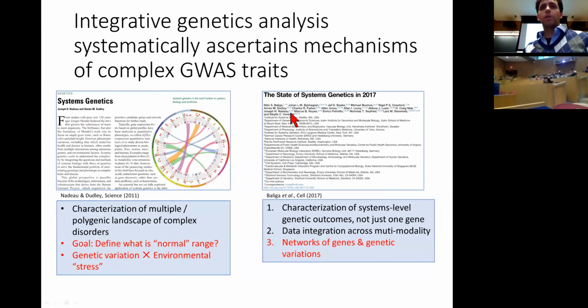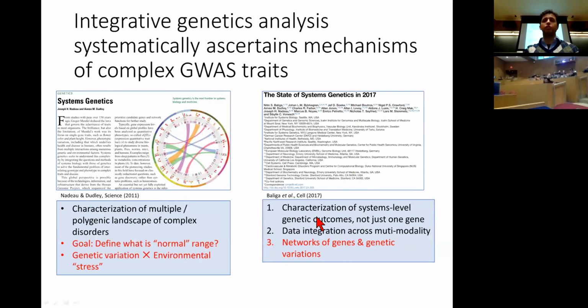More recently, there are several people who are still wondering, hey, what has come of that field? Basically, where is systems genetics today? And there's still a lot of debate about that. So basically, sure, we can characterize systems level genetic outcomes, just not one gene at a time. And then we can integrate data across many different modalities.